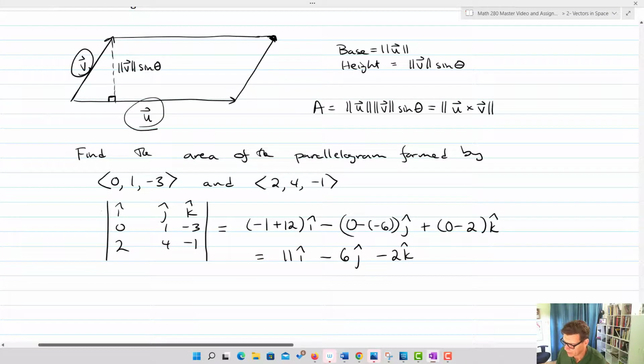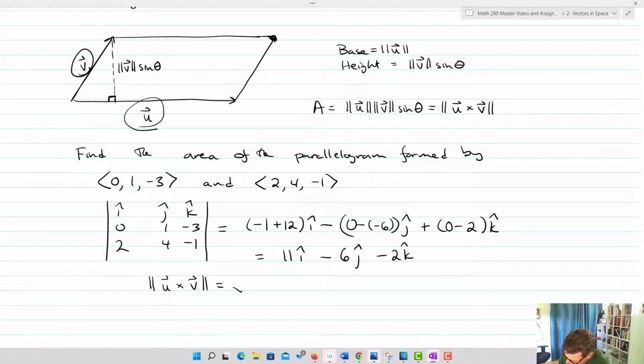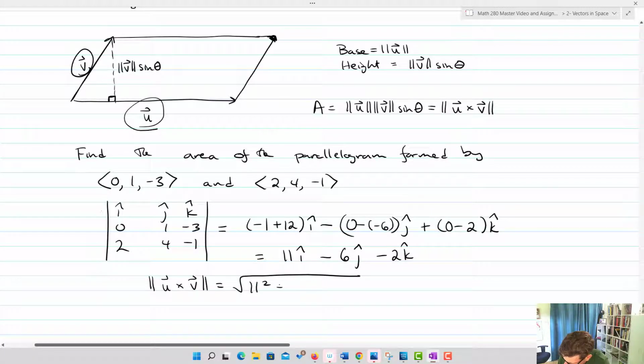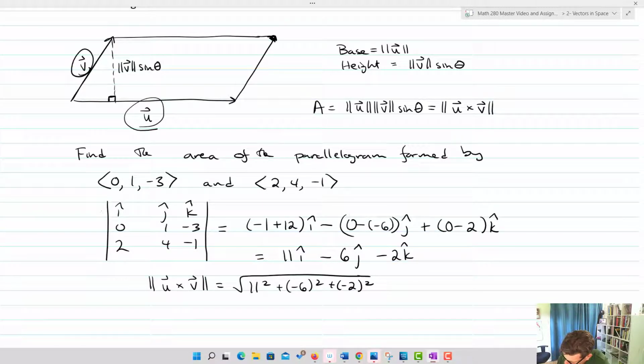Now I've got to go find the magnitude. So the magnitude of these two, we'll call them u and v, is equal to the square root of 11 squared plus negative 6 squared plus negative 2 squared, which ends up equaling the square root of 121 plus 36 plus 4, which equals root 151. And that is the area of the parallelogram formed by those two vectors. You don't even need to draw it. Nice. This is going to come in really handy, something that you want to be able to do.